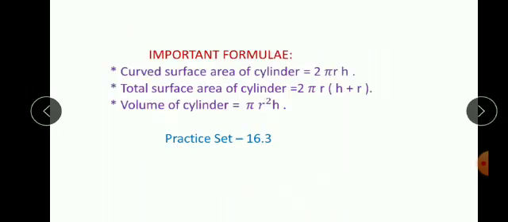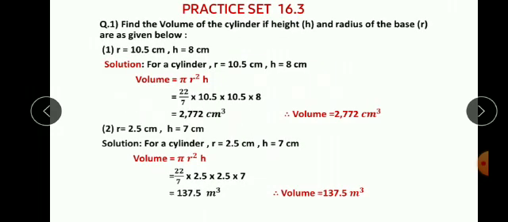Let's see some important formulae. Curved surface area of a cylinder is 2 pi r h. Total surface area of a cylinder is 2 pi r into (h plus r). And volume of a cylinder is pi r square h. Now children, we'll see practice set 16.3.